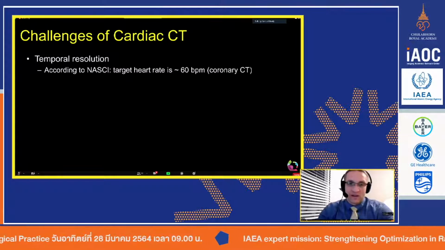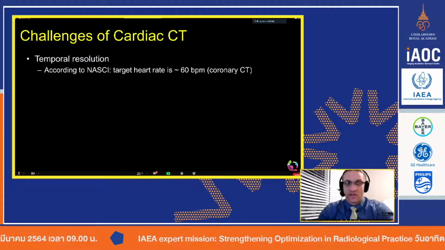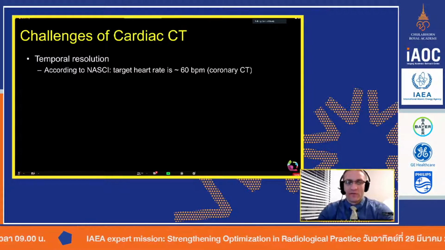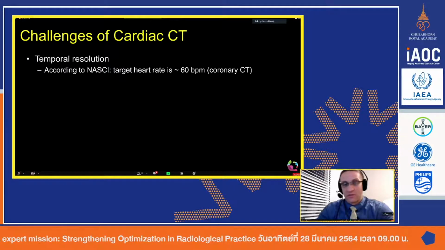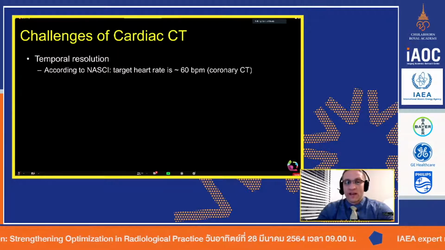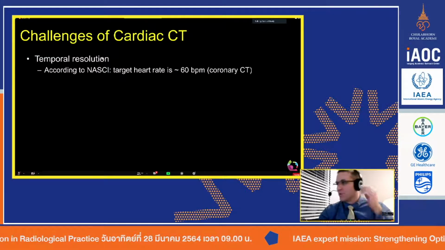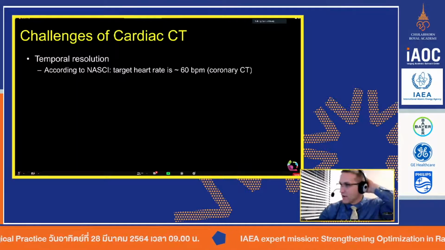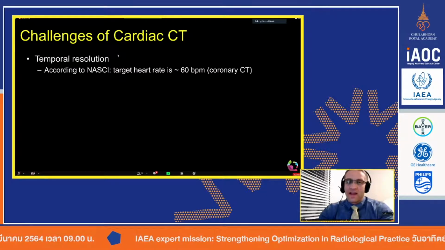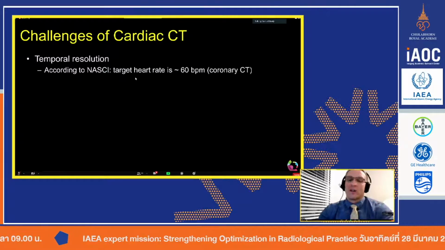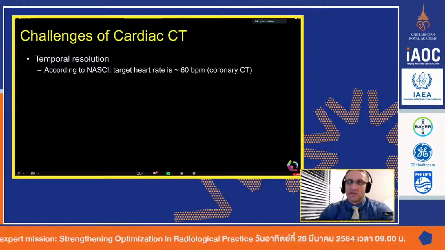Okay, so let's talk, for example, about speed. This is obviously the hardest thing to do. When you are imaging a moving target, you have to move faster than that target, or you will have motion blur. It's simple. Here in the US, we have the North American Society of Cardiovascular Imaging, or the NASCI. They basically say the target heart rate for, say, a coronary CT exam is about 60 beats per minute.